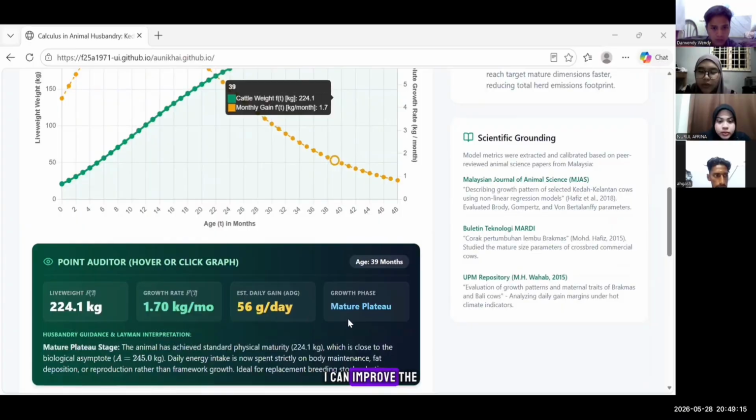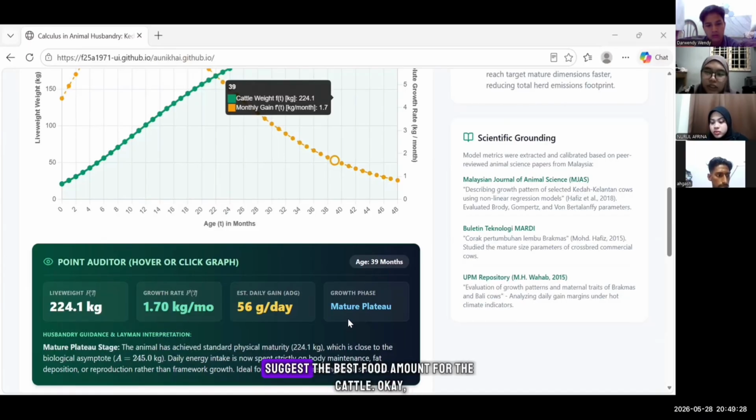Lastly, I can improve this HTML tool by adding an automated feed calculator. It will read the live weight data and automatically suggest the best feed amount for the cattle. Okay, that's all from me. Thank you.